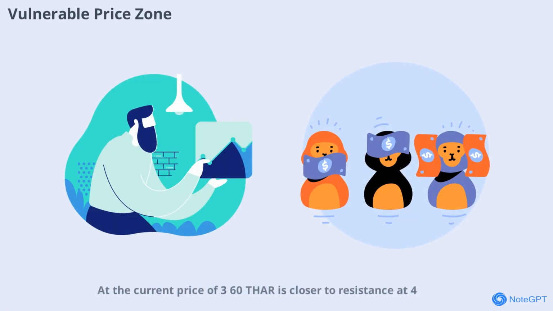At the current price of 3.6, THAR is closer to resistance at 4 than to support at 3.2. This positions the stock in a vulnerable zone where any negative news or selling pressure could push it lower. Conversely, a strong move above 4 could trigger a wave of buying. This delicate balance makes the current price area especially important for traders to monitor closely.